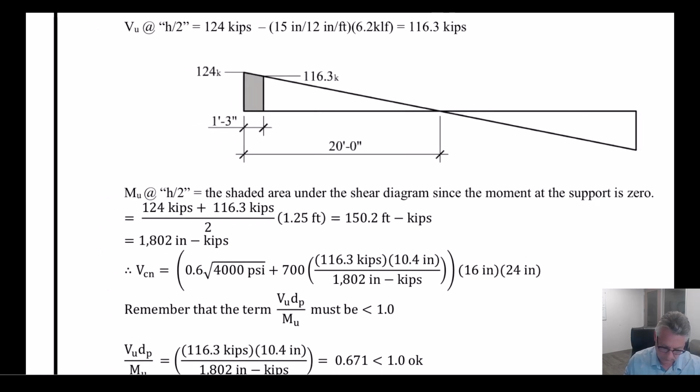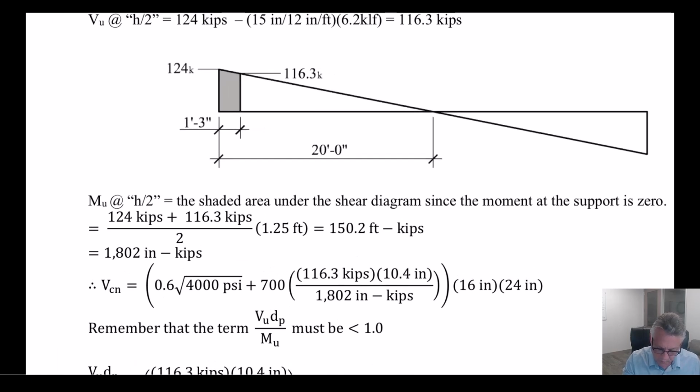I think you can follow this. I'm going to go through this quickly, especially since this is the second time I'm going through this now. I'm starting to lose my voice. But calculate the moment here: we start with the moment at the support and subtract out the area underneath the shear diagram. So that's what I'm doing here. And I come up with 150.2 foot kips, or 1802 inch kips.